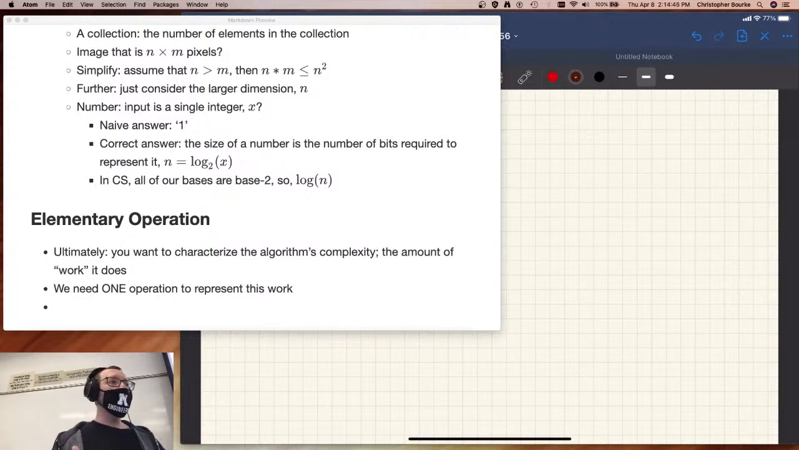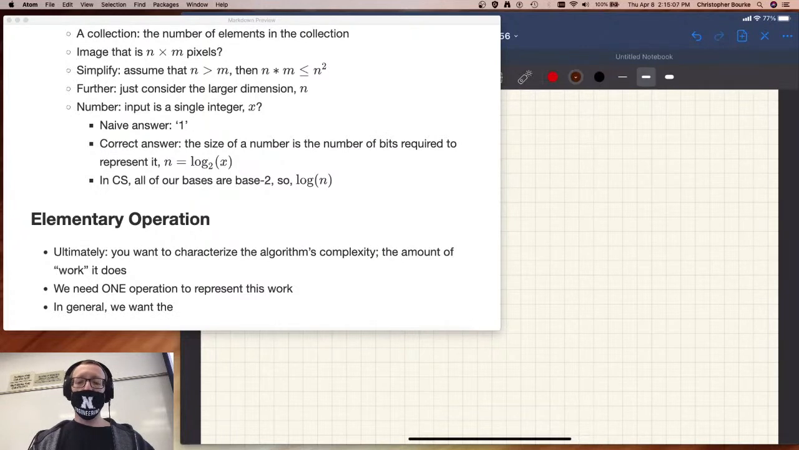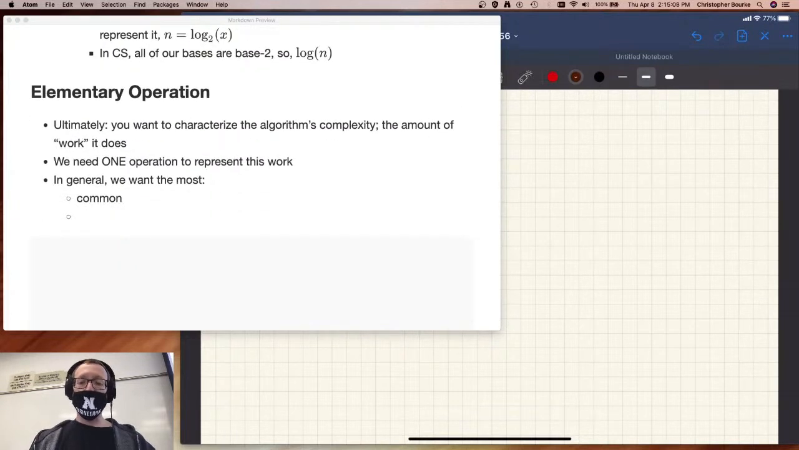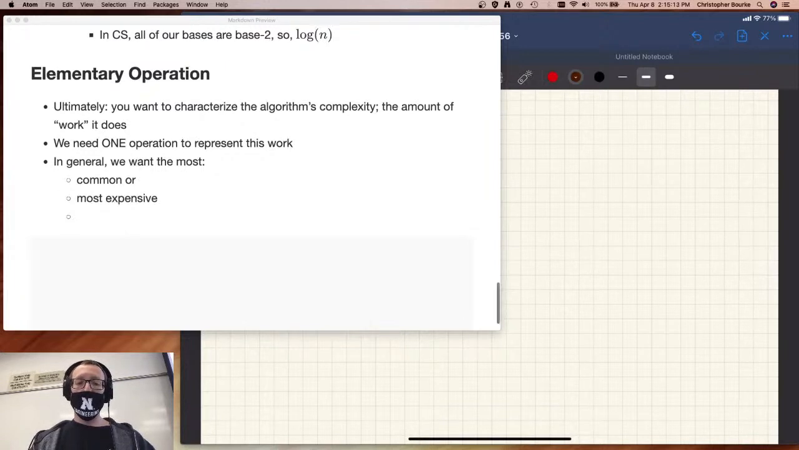I mean, an algorithm can be doing a bunch of things. It could be doing a bunch of comparisons, and then a bunch of additions and a bunch of subtractions and a bunch of multiplications or whatever. It could be doing 50 different operations. We want to winnow it down to exactly one, right? In general, we want the most common or most expensive or most relevant operation.